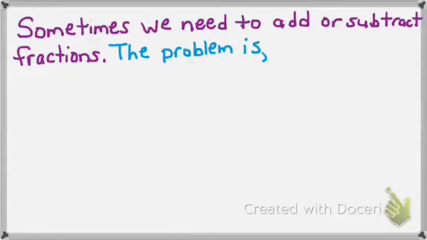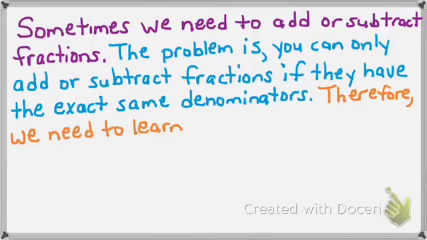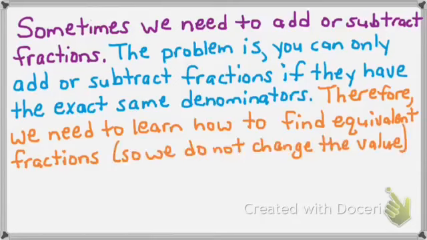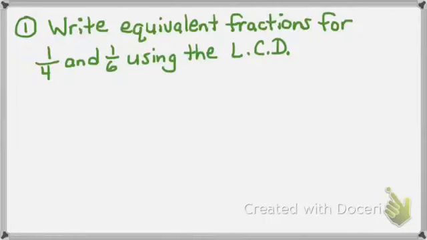But the problem is, you can only add or subtract fractions if the fractions have the exact same denominators. Therefore, we need to learn how to find equivalent fractions so we don't change the value of what we were given. We need to find those equivalent fractions with common denominators so that their denominator is now the same and we can go ahead and add or subtract the fractions.